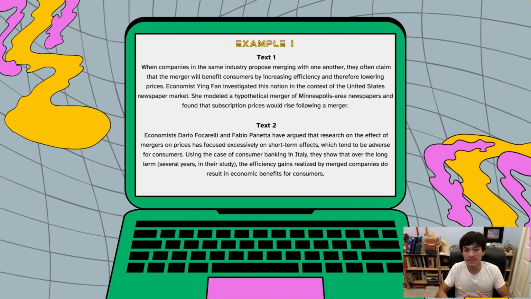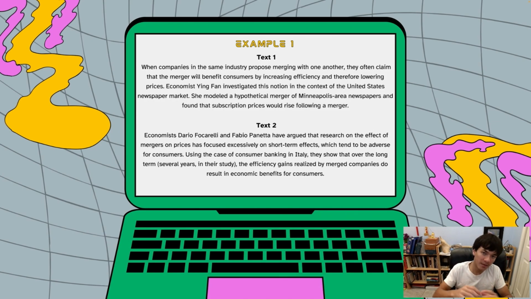When companies in the same industry propose merging with one another, they often claim that the merger will benefit consumers by increasing efficiency and therefore lowering prices. Economist Ying Fan investigated this notion in the context of the United States newspaper market. She modeled a hypothetical merger of Minneapolis area newspapers and found that subscription prices would rise following a merger.